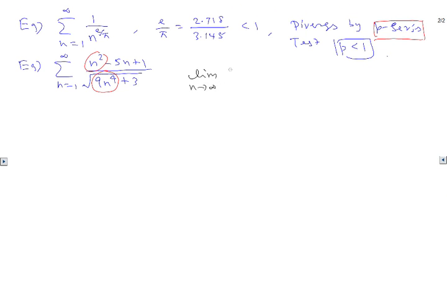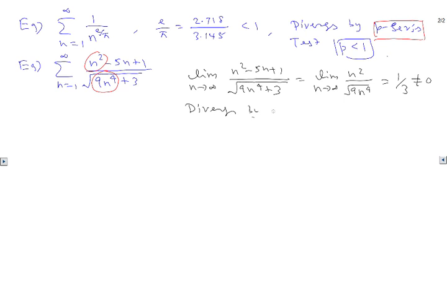The limit as n goes to infinity of n squared minus 5n plus 1 over the square root of 9n fourth plus 3. What is important is only the dominating terms. So let's take the limit of the dominating terms. So it is n squared over the square root of 9n fourth. You can see the square root of the 4th power gets cancelled because it's squared. So you simply end up getting 1/3, which is not equal to 0. So that means it diverges by the nth term test. Okay. Diverges by the nth term test.